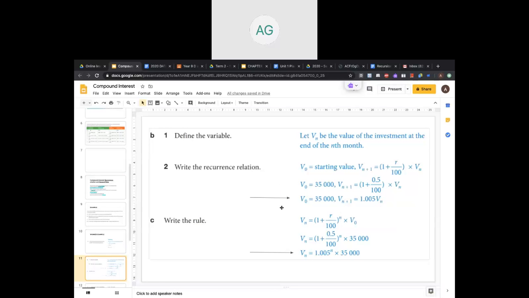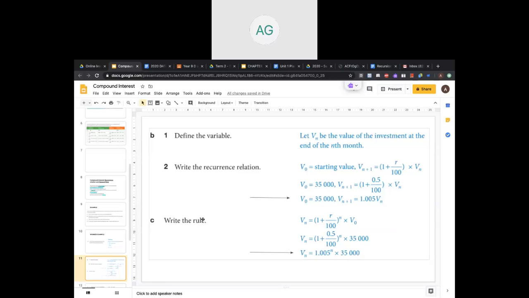So your recurrence relation becomes V0 equals $35,000. Then Vn plus 1 is 1.005 times Vn, because if you solve that, 1 plus 0.5 over 100, it will give you 1.005. So that is your recurrence relation. Remember, whenever you're writing a recurrence relation, you need to mention V0, then Vn plus 1, and then like this. It's only the relation. They're not asking you to find anything. They're just asking you to write down the relation. So that is the relation here.